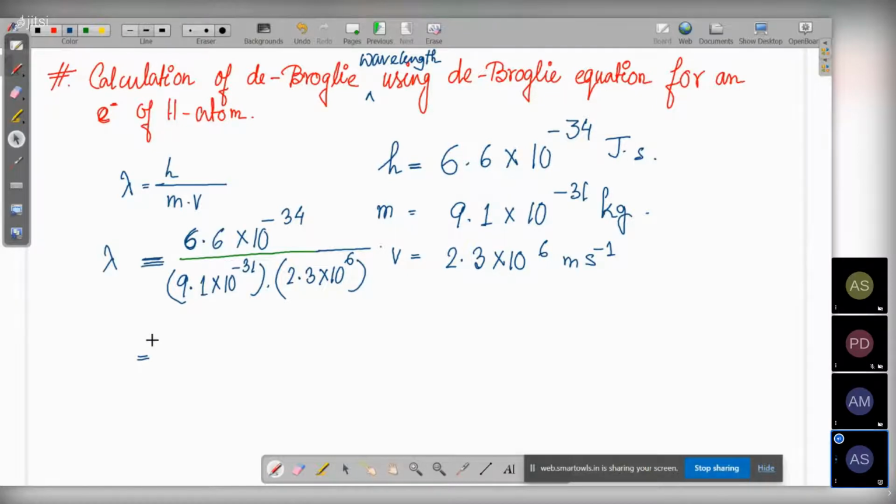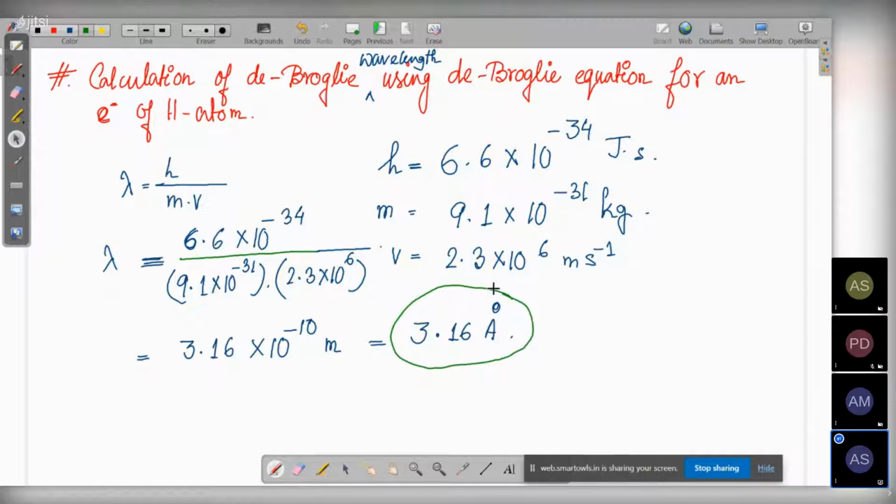So if you do the calculation, what will you get? You will get 3.16 into 10 to the power of minus 10 meters. And 10 to the power of minus 10 meter is called the angstrom. 3.16 angstrom. So we are getting this as the answer. This is the wavelength, 3.16 angstrom.